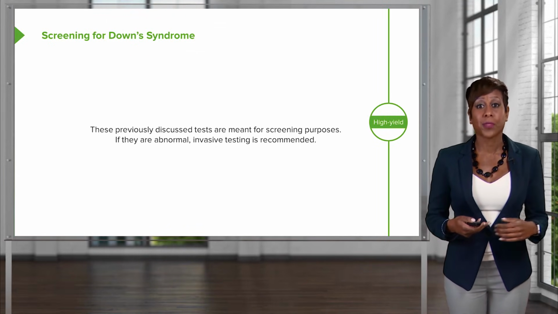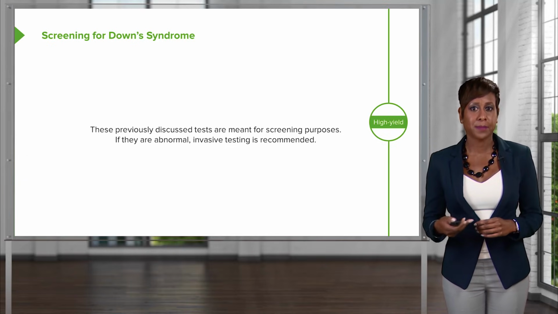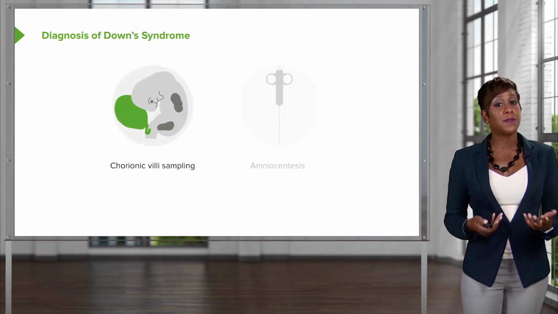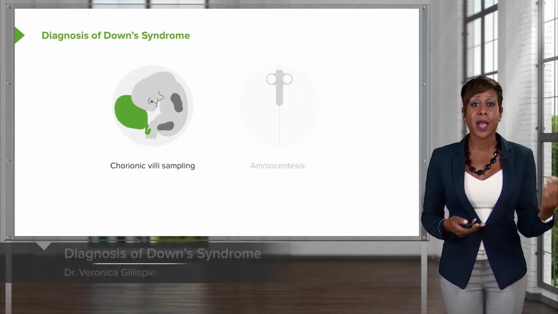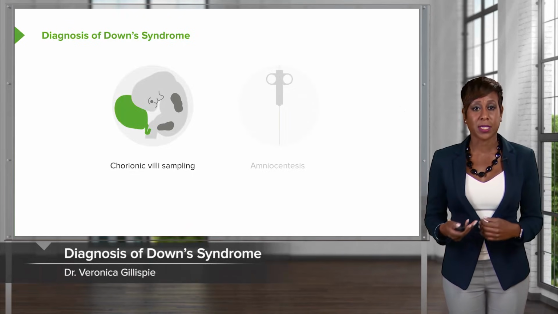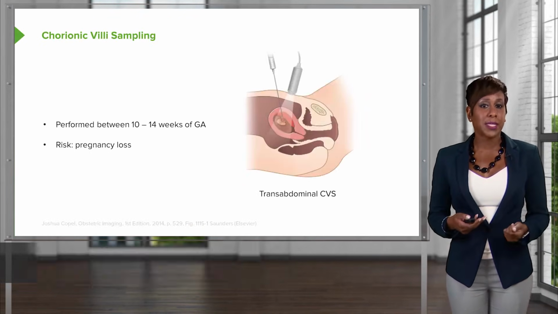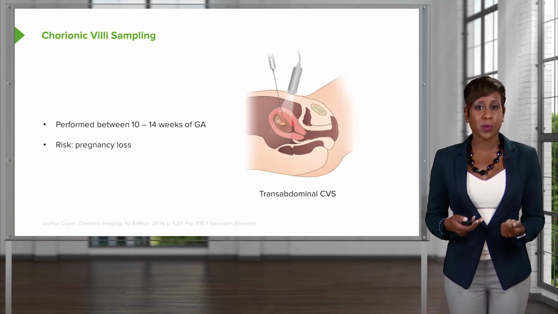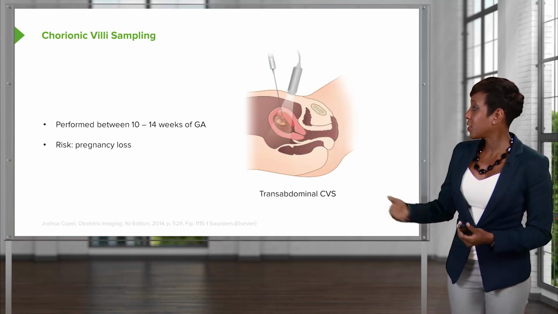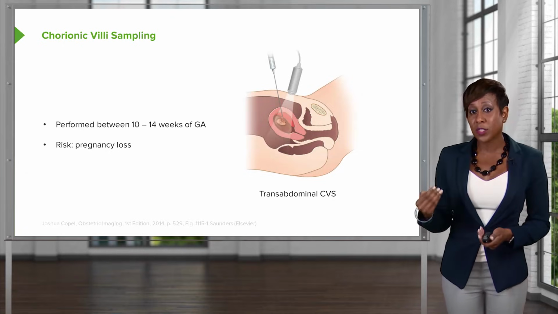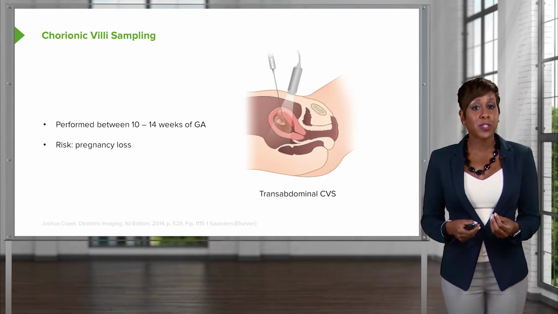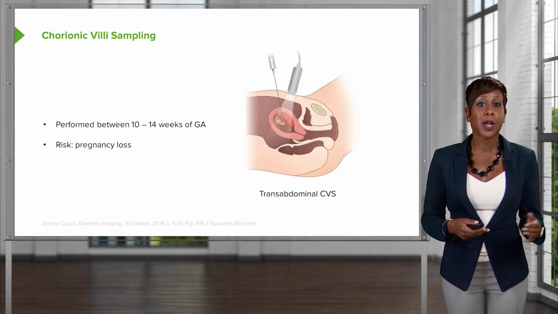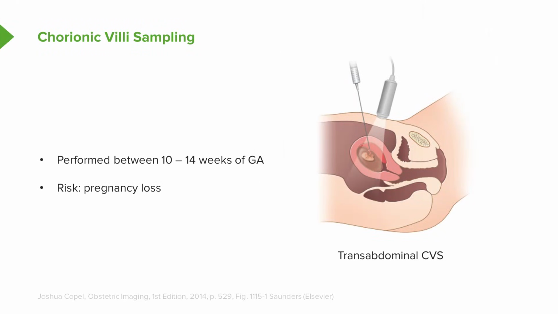So if they're abnormal, then invasive testing is recommended. So what are our options for invasive testing? Well, there's 2, chorionic villus sampling and amniocentesis. Chorionic villus sampling is performed between 10 to 14 weeks of gestational age, and as you can see here in the picture, a needle is inserted into mom's belly, and tissue is drawn from the chorionic villi. A karyotype is performed to see if the fetus indeed has Down syndrome. The risk of this procedure is pregnancy loss, but we are able to do it at an early gestation.